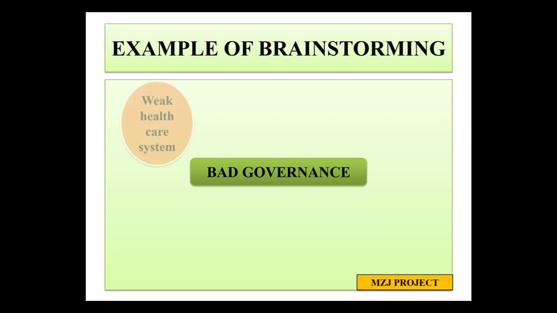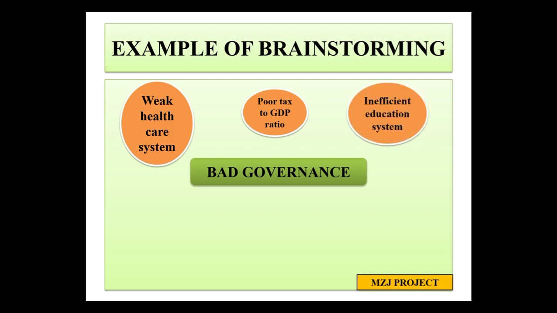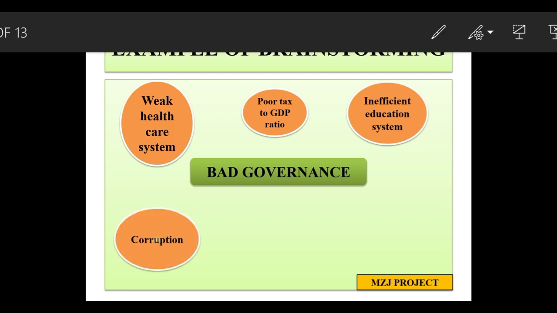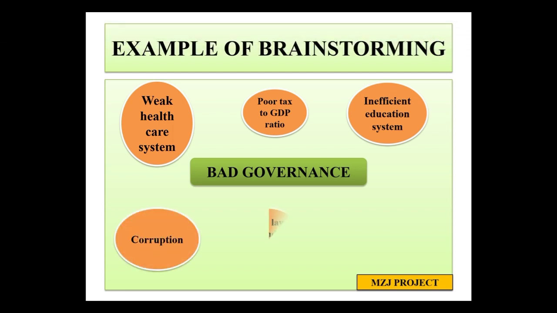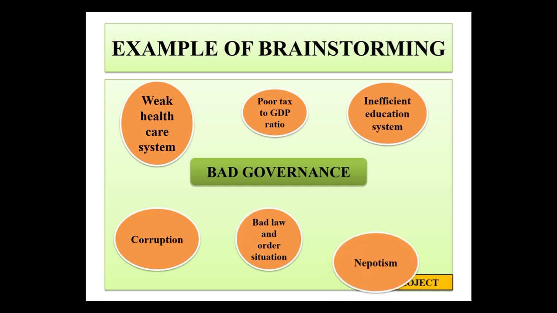Let's begin. Weak healthcare system, that is also due to bad governance. Poor tax to GDP ratio, it is again due to bad governance. Inefficient education system, it is again a witness that there exists bad governance in Pakistan. Another is corruption, it is again a sign of bad governance. Next is bad law and order situation. Nepotism, meaning giving projects or jobs to relatives, is again a sign of bad governance.